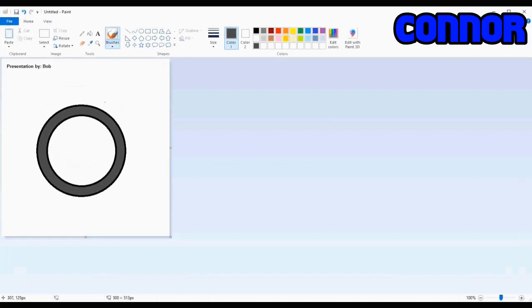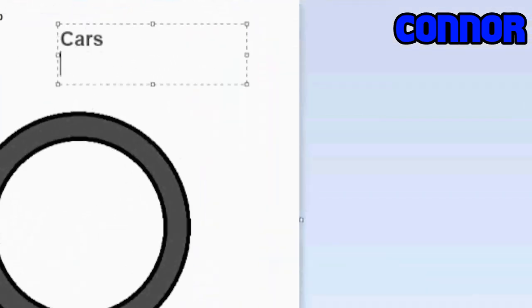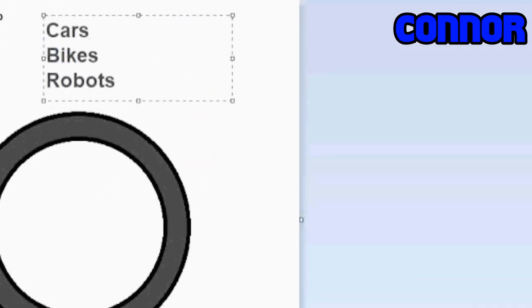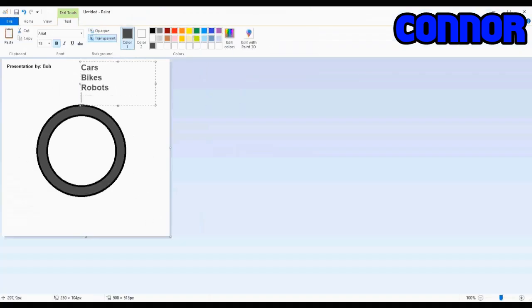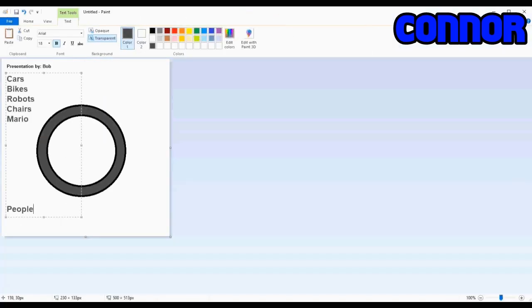Okay, so, you know, what things have wheels? Cars? Robots. Bikes? Robots? Very good. These are all fantastic ideas. Chairs? I mean, we know chairs. All robots have wheels. I mean, that's a requirement. You know what doesn't have wheels? People do not have wheels.